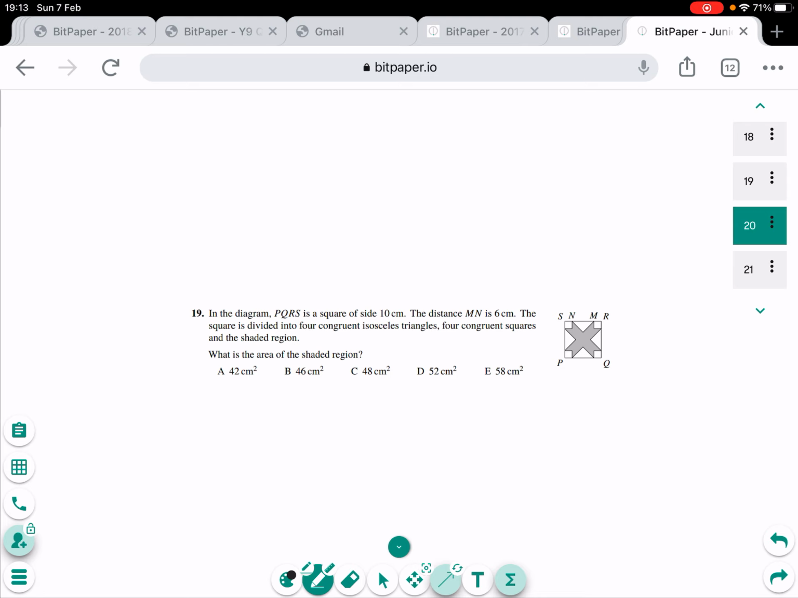For question 19, it says the distance MN is 6 centimeters. The square is divided into four congruent isosceles triangles and four congruent squares. Find the area of the shaded region. So we can know that because that's 10 minus 6 equals 4, so that little square is 2. And there are 4 congruent squares in the shaded region.